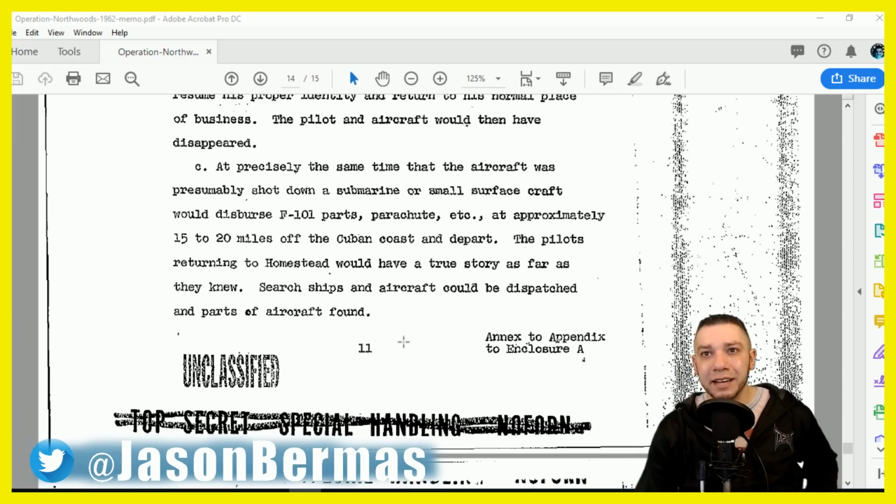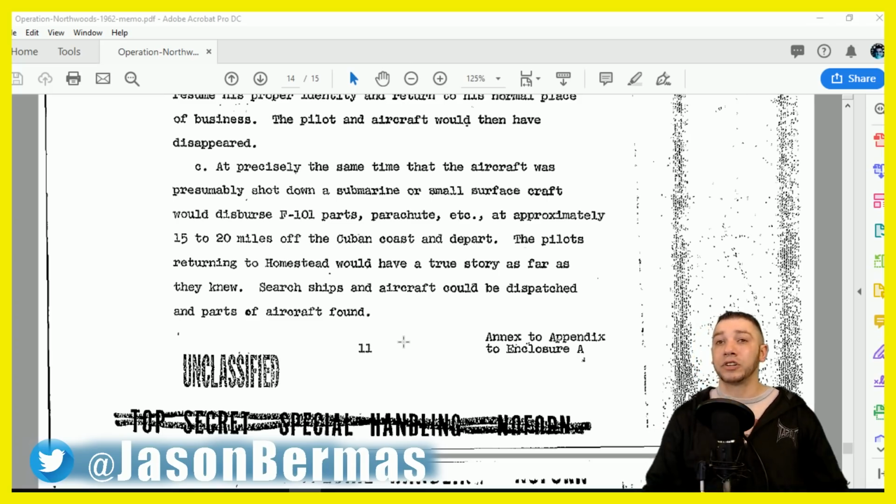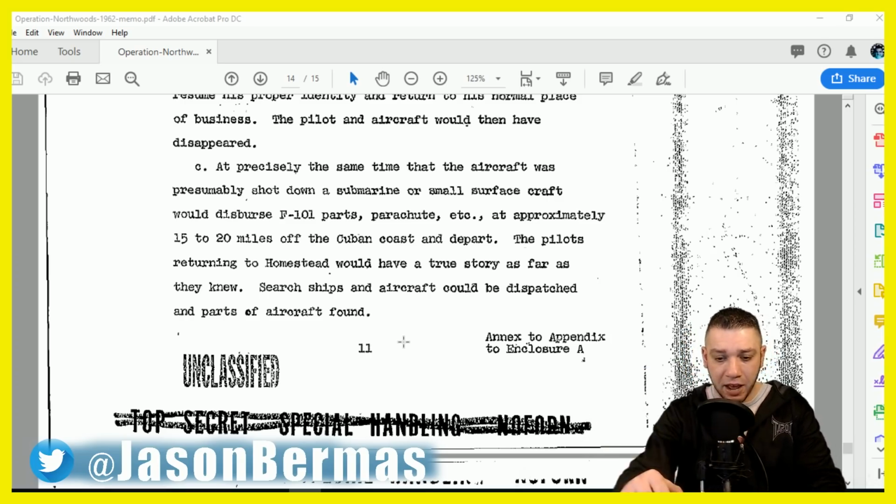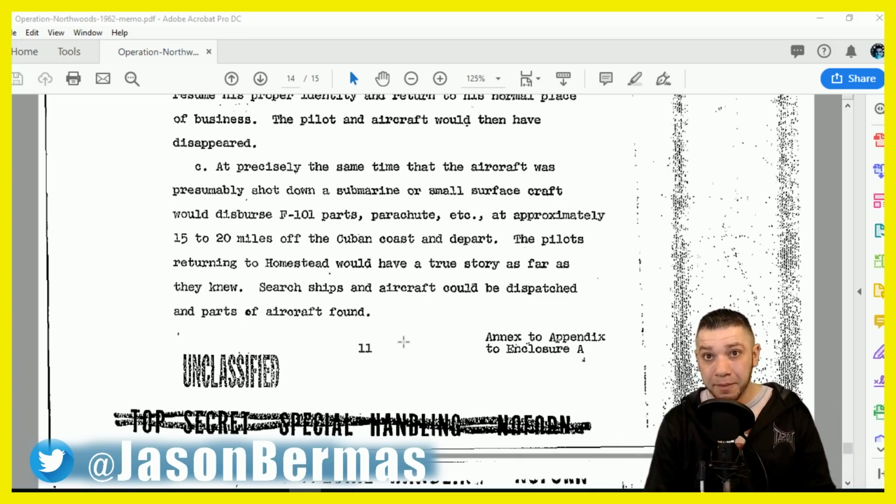At precisely the same time that the aircraft was presumably shot down, a submarine or a small surface craft would disperse F-101 parts. So here's another really important thing. Now you have a pilot that's going to dip down and make it look like he's crashing, but instead of an actual crash happening, there'll be another military vessel on the scene, and it would disperse F-101 parts, parachute, etc. at approximately 15 to 20 miles off the Cuban coast and depart.